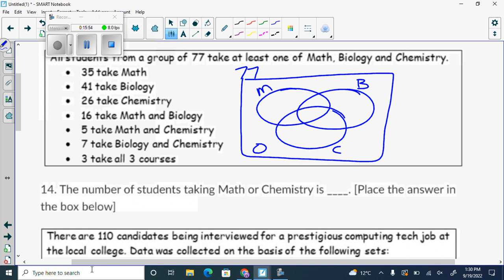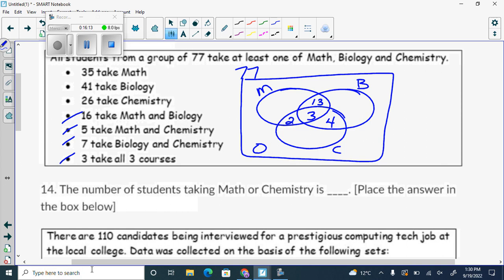Okay, here we have, there are 77 who take at least one of math, bio, or chemistry, so there's none that would be outside the circles. But I have to have 77 in here. There are 3 who take all 3 courses, 7 who take bio and chem, so bio and chem needs to have 7, but there's already 3 in it. Math and chem has to have 5 in it. There's already 3, so it's 2. Math and bio has to have 16. There's already 3 in it, so it's 13.